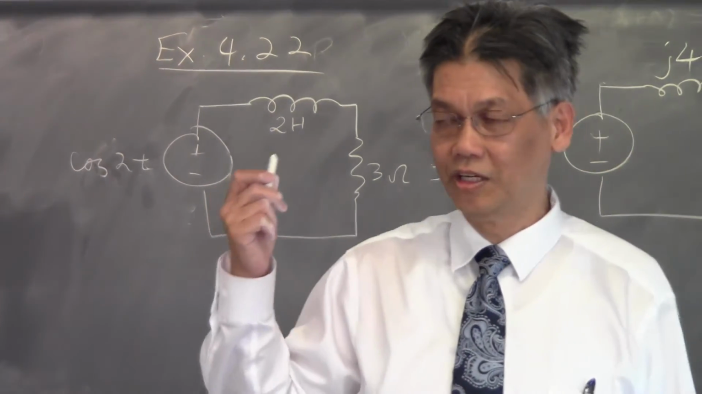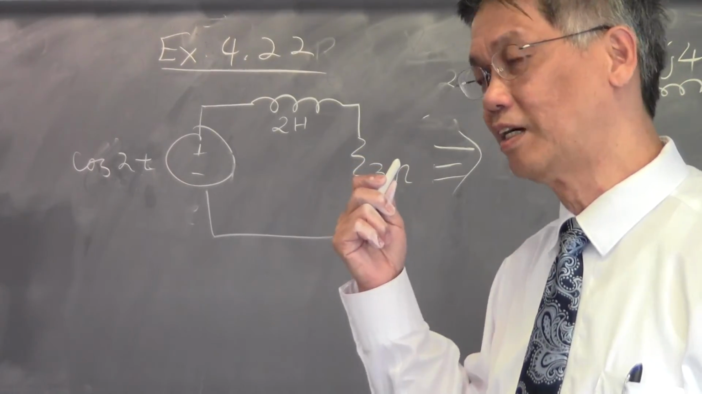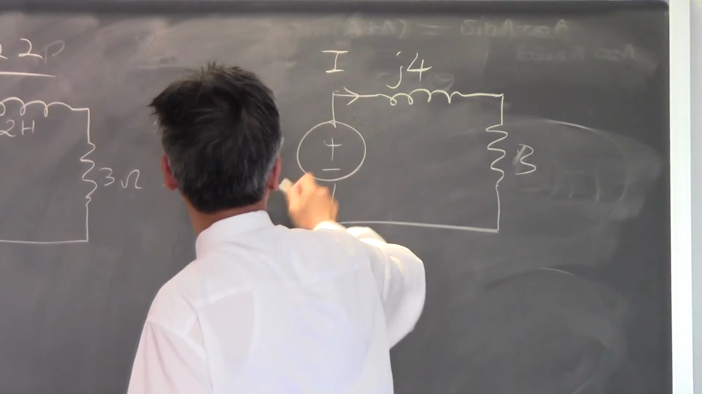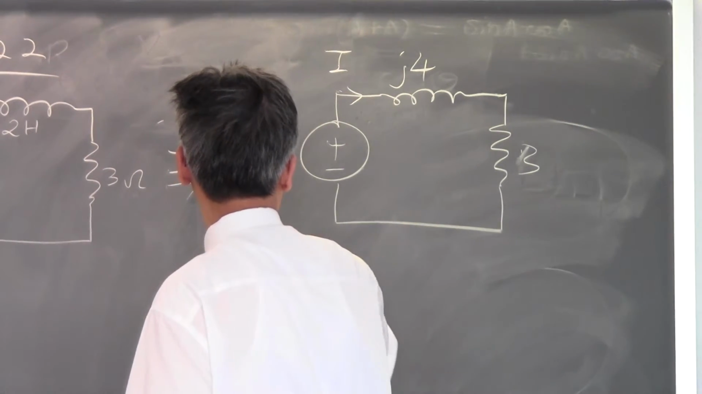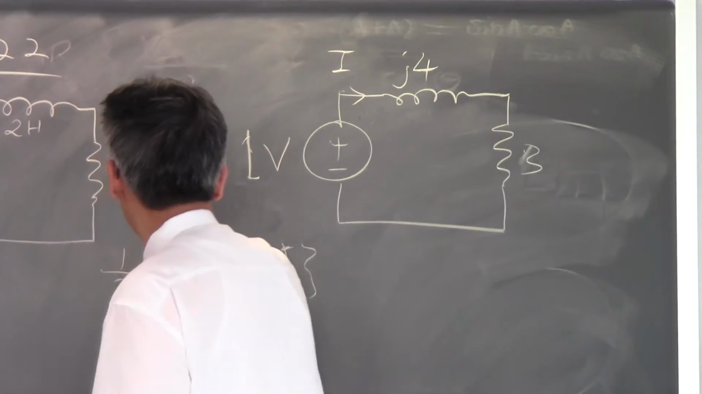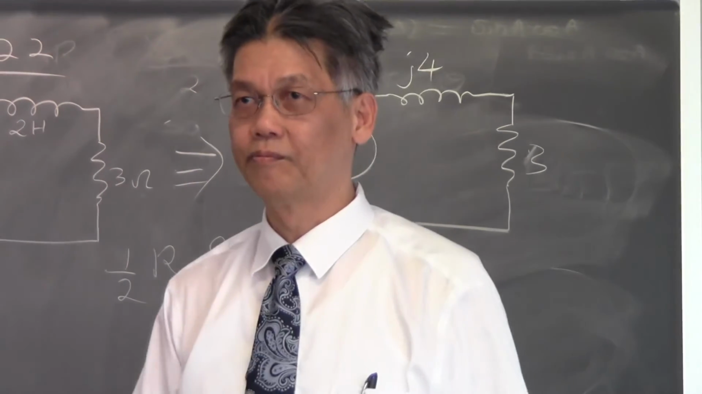And then you can find the current. I don't need to teach you how to find the current through this circuit, right? By this time you should know how to find the current. You find the current I, you know the voltage, then you can find V I conjugate, take its real part, half its value, and that will give you P average.